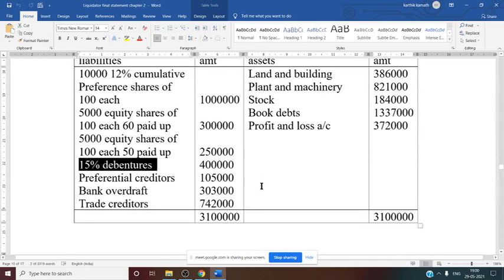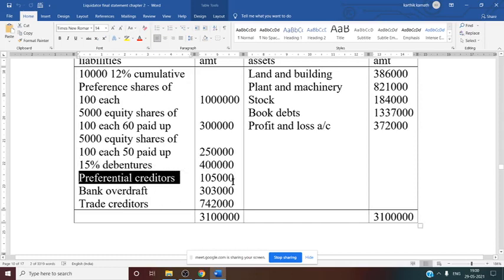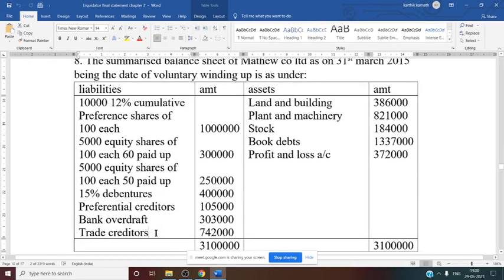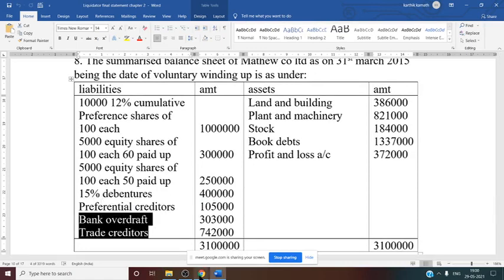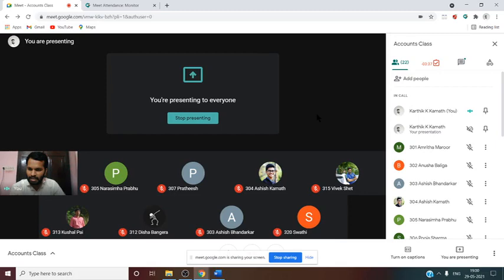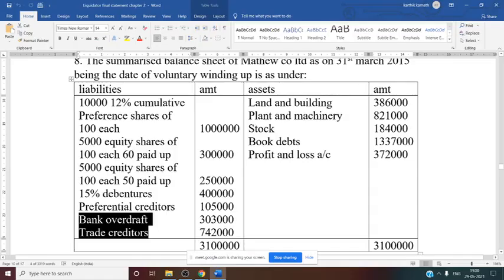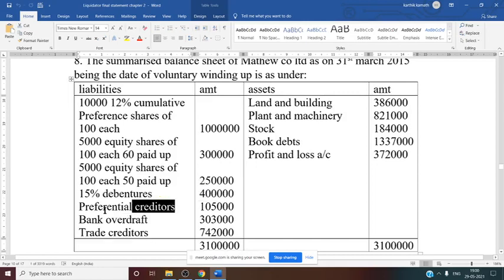Then 15% debentures information is given, that is 4 lakh rupees. Preferential creditor is given as 1,05,000. Then bank overdraft and trade creditor information is given. Bank overdraft and trade creditor are nothing but unsecured creditors. You can directly consider bank overdraft as unsecured creditor, as well as trade creditor. Preferential creditor is directly mentioned in the problem.